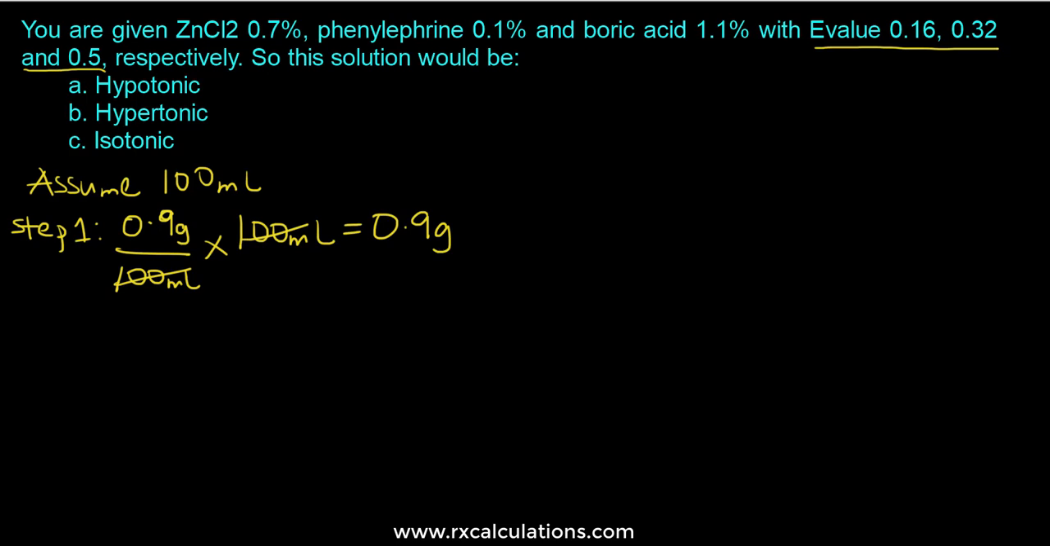So now that we've determined that, we now need to figure out these ingredients in there, the zinc chloride in this concentration, the phenylephrine in this concentration, and the boric acid in that concentration. What is it going to be in terms of the sodium chloride amount? And so to do that, we first need to convert the percentages to weight, and then we'll multiply the weight by its corresponding E value.